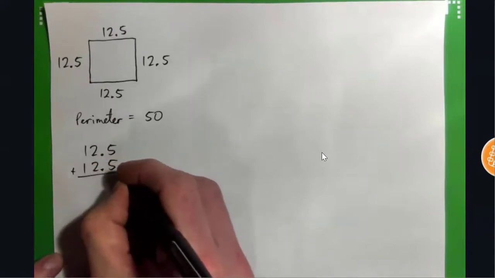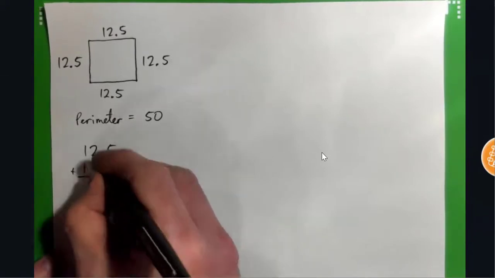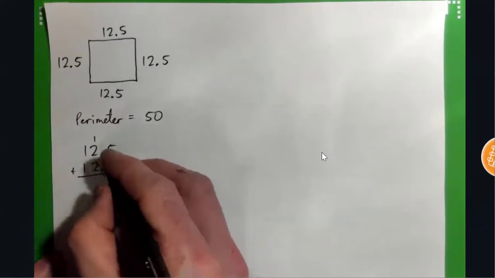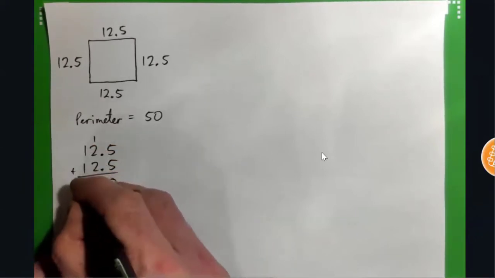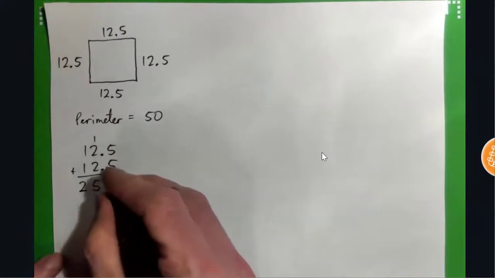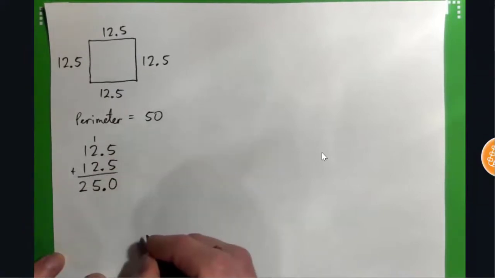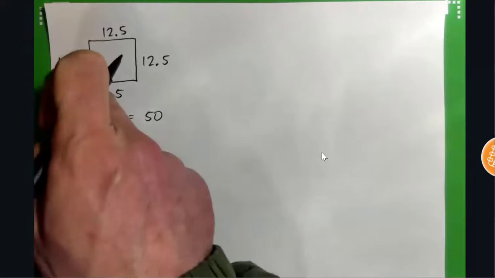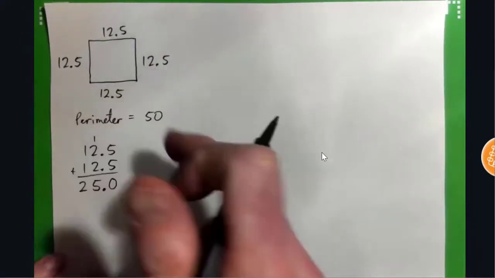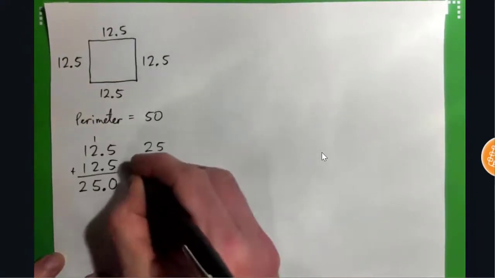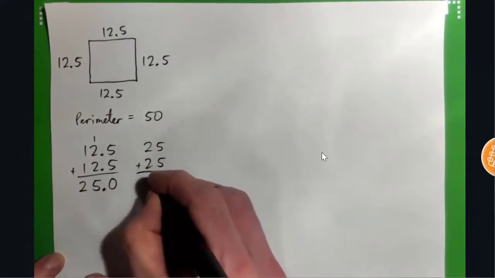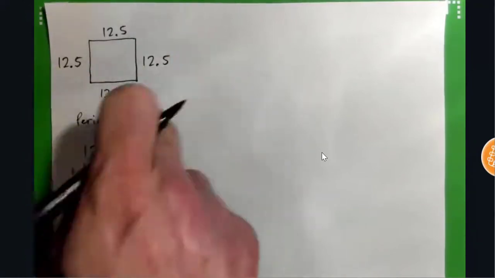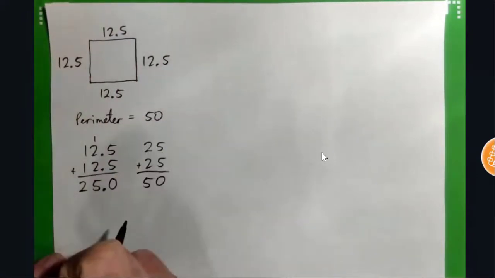What do we get? 5 and 5, 10, carry 1, right? And then 1 and 2 is 3 and 2 is 5, right? And then 1 and 1 is 2. And so that's 25.0, right? So if I add two of them, I get 25. So the other two, I should get 25. So what's 25 plus 25? 50, right? So if I add them all up together, I should get 50, right?